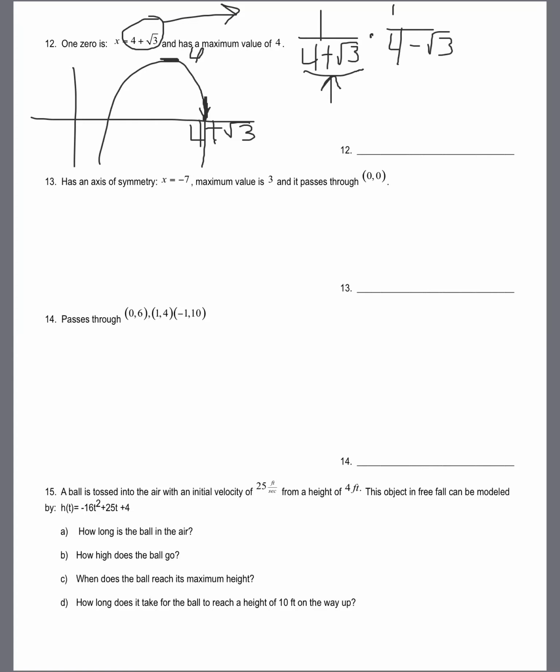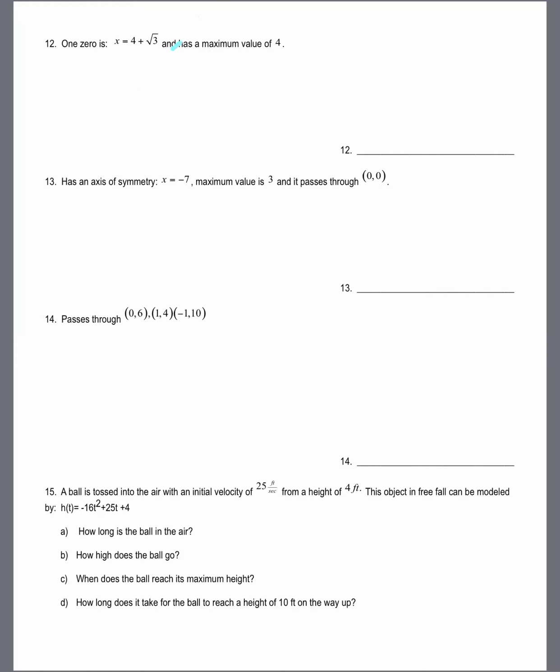So that's called the conjugate, okay? One thing that we're actually going to learn in the next section, which I probably would have taught you in real life already, but that's okay. When you have a 0 that is one of these numbers, its conjugate automatically is also a 0. So that's how we can get the other one. Okay, so 4 plus root 3 is a root. Then 4 minus root 3 will also be a root. Okay, so now I have my two x-intercepts, the 4 plus root 3 and the 4 minus root 3.